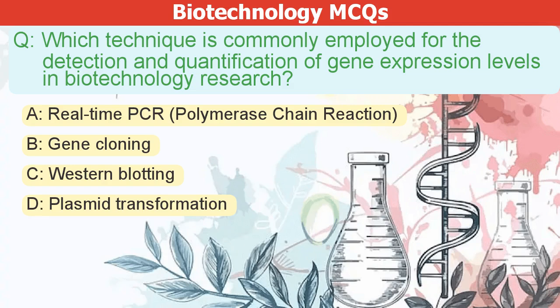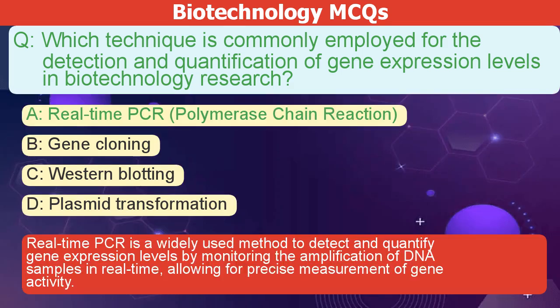Which technique is commonly employed for the detection and quantification of gene expression levels in biotechnology research? A. Real-time PCR, polymerase chain reaction. B. Gene cloning. C. Western blotting. D. Plasmid transformation. The correct answer is A.